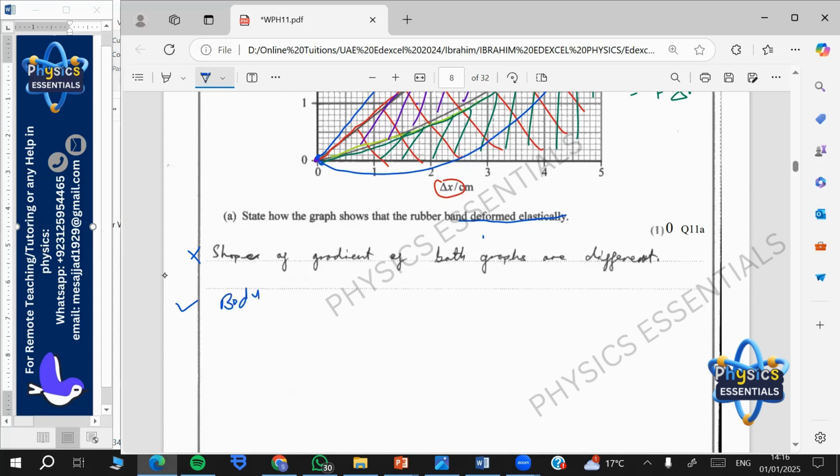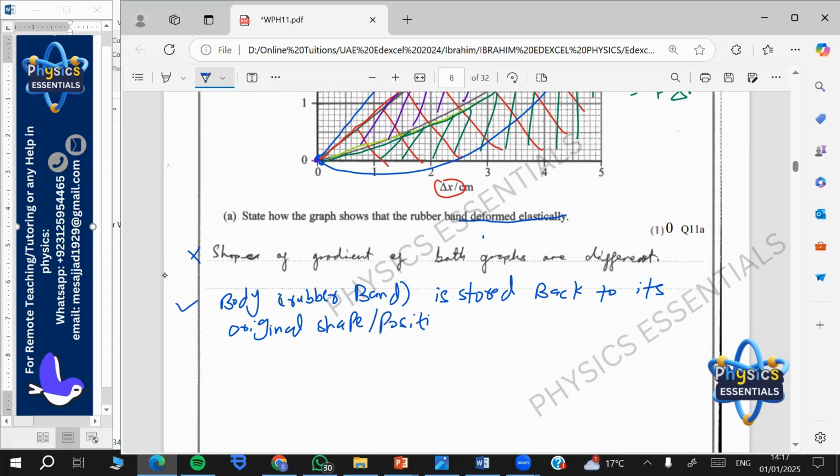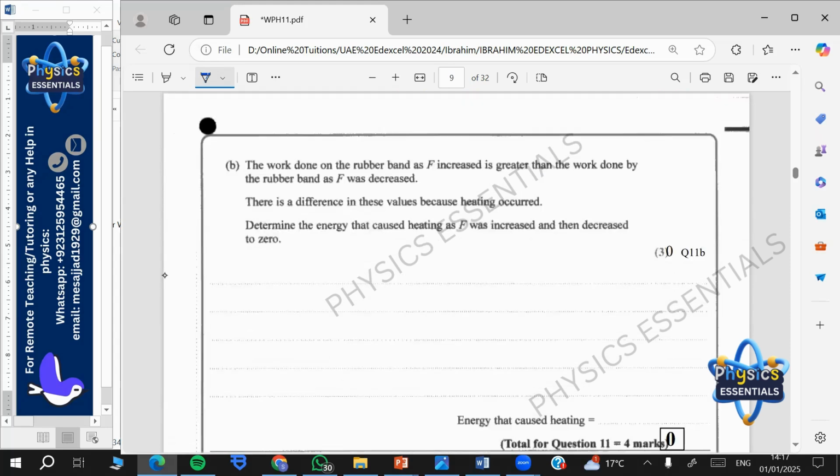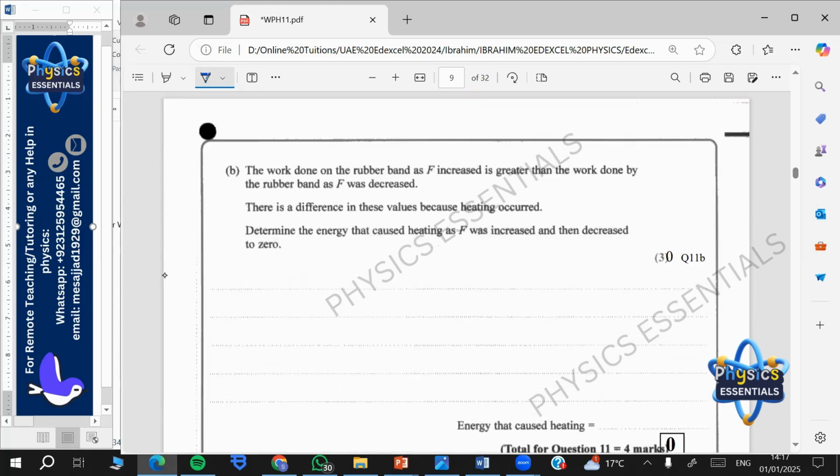Body or rubber band is restored back to its original shape or position, which is actually zero. The work done on the rubber band as F increased is greater than the work done by the rubber band as F was decreased. This is what I've shown, right?